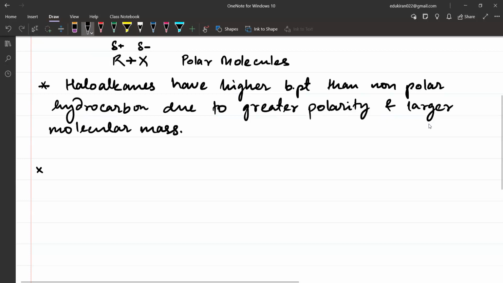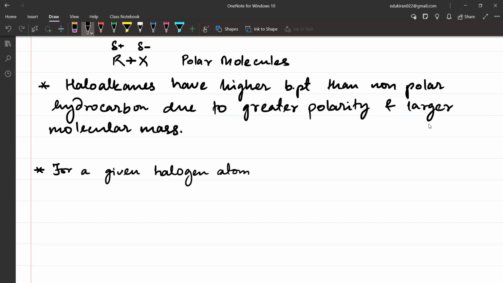If I compare different haloalkanes, then for a given haloalkane, the boiling point depends on the number of carbon atoms. Is that right? For a given halogen atom, boiling point depends on the number of carbon atoms.